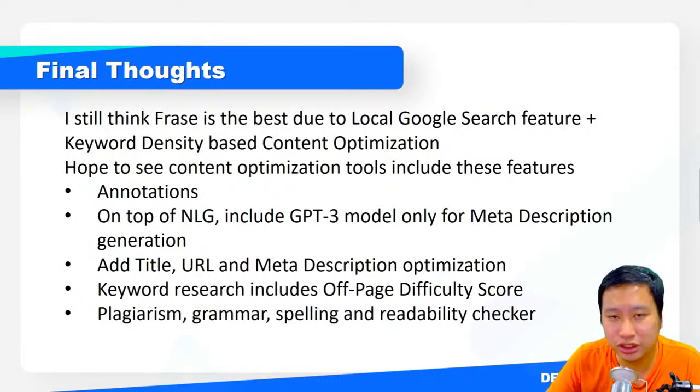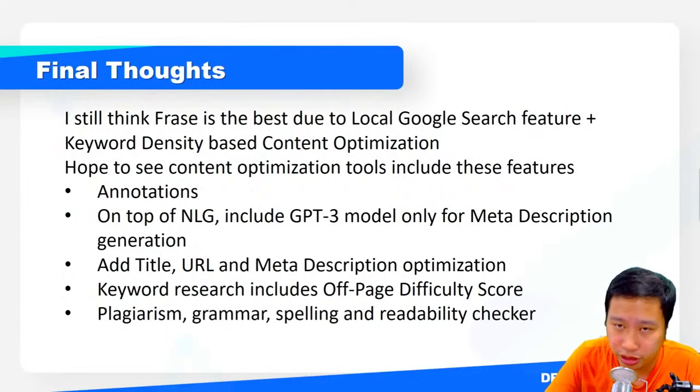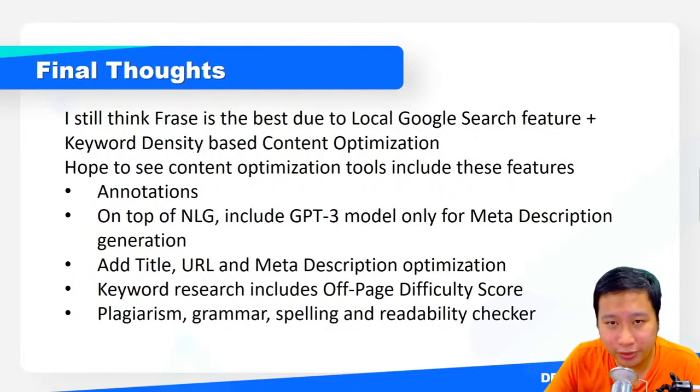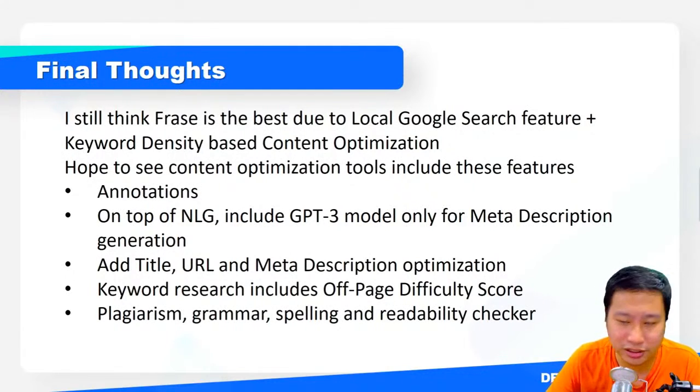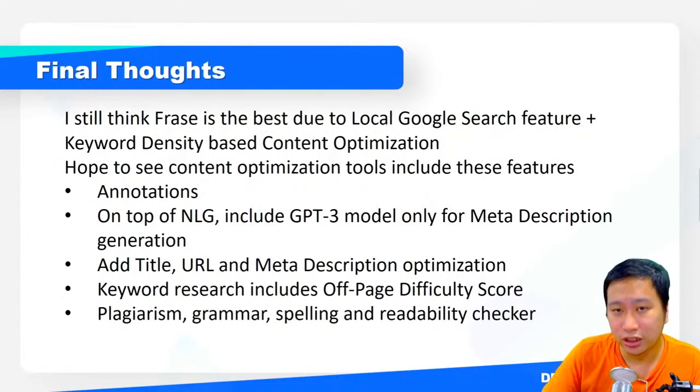And on top of NLG, right? NLG is the Phrase AI model. They should also include a GPT-3 model only for meta description generation, right? Because with meta description, it doesn't matter anymore if you have the keyword inserted within the meta description itself. Since like 12 years ago, keywords within the meta description have never affected search results at all, except click-through rate, which does affect your ranking.